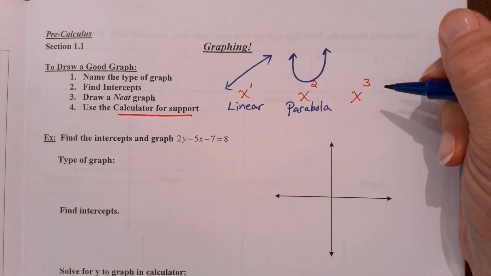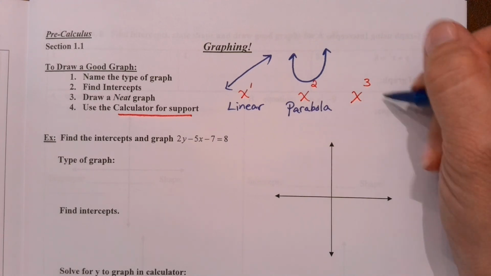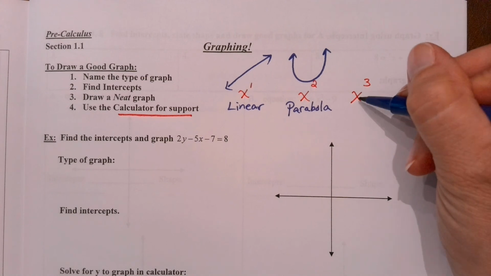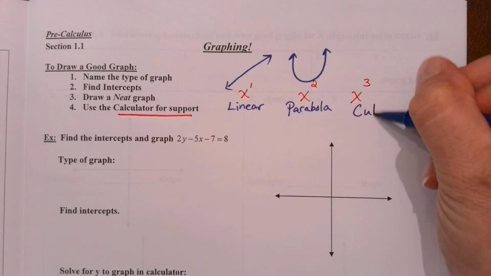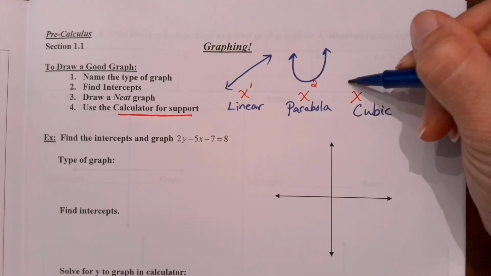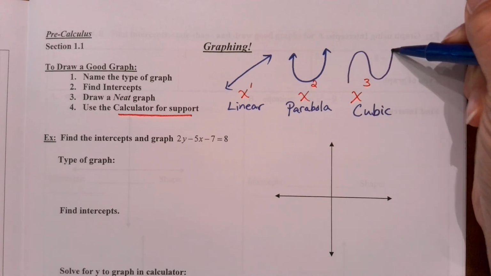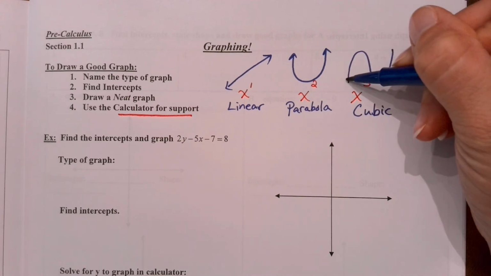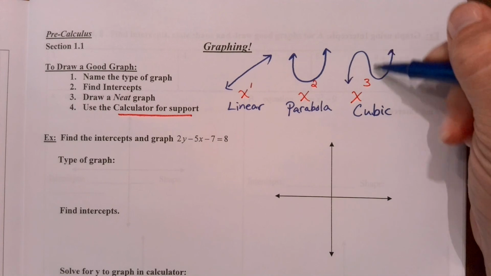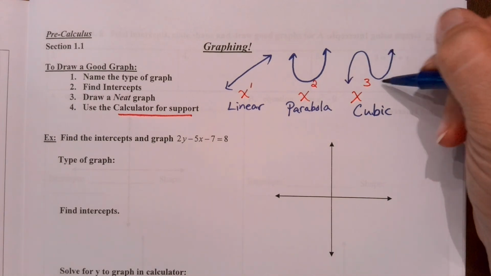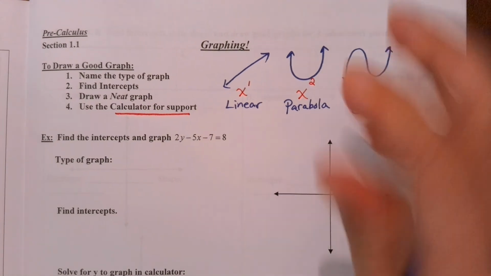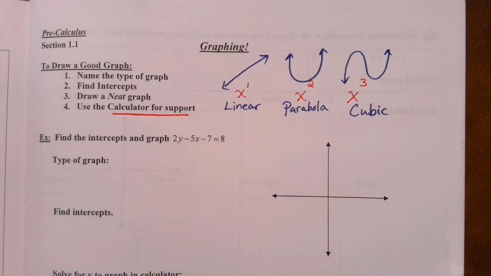If the power is 3, do you know what we call that? This is x cubed, so we call it a cubic. The curve goes up and then down and then up. Make sure when you draw these that you put arrows on them. The graph does not stop right there just because you're only using these small numbers. It does go forever.